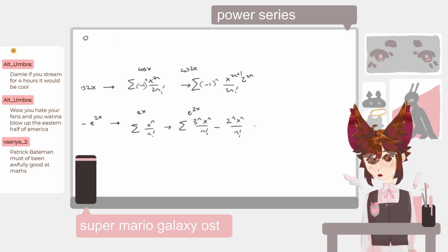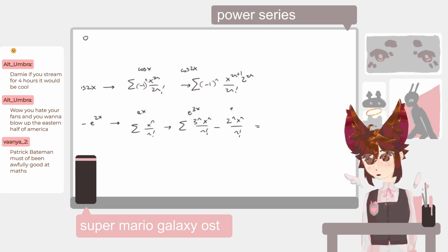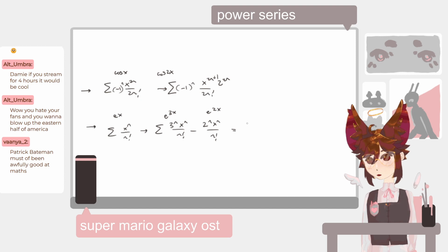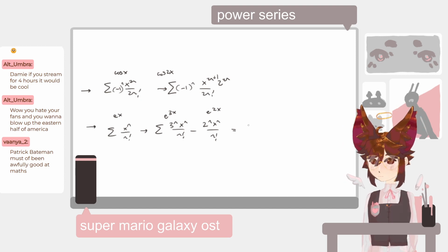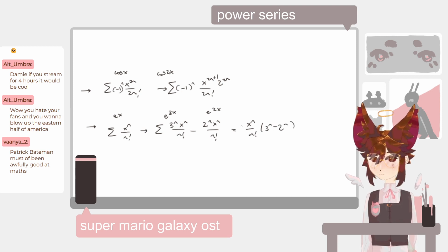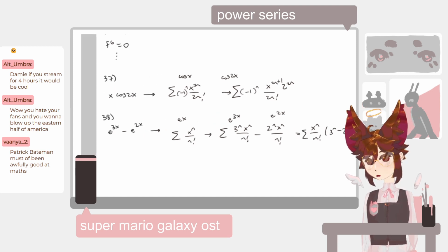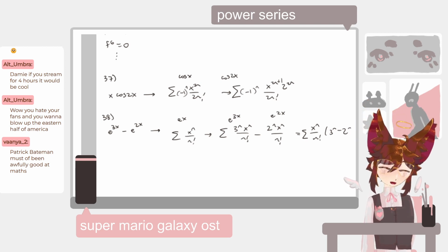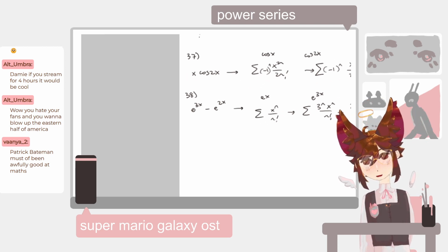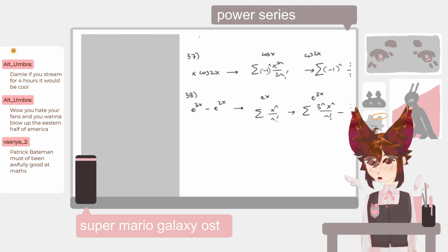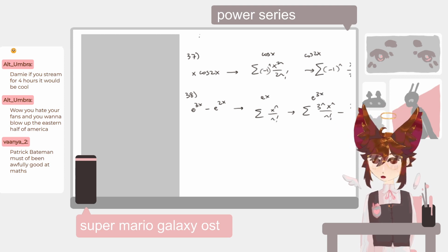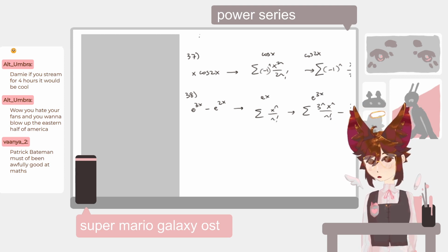Oh, we can factor out an x to the n over n, and get a 3n minus 2n. And if that's not right, I'll eat my hat. This is 38. We can't check it. It's fine. I love that they just give you a math book and they just don't give you the answers to half the problems. That makes sense to me.